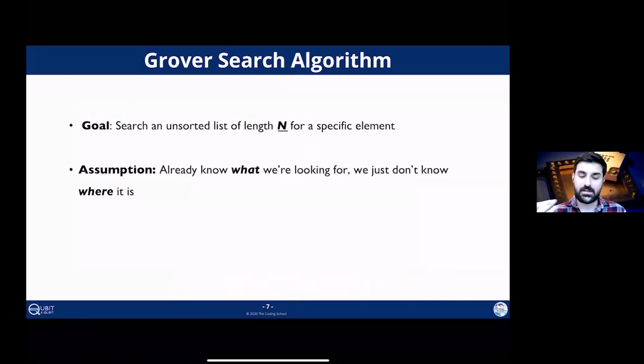The goal is to search an unsorted list of length large n elements for a specific element. The assumption that we're making is that we already know what we're looking for. We just don't know where it is. So we're trying to find the location of a target in a list. We know exactly what we're looking for.